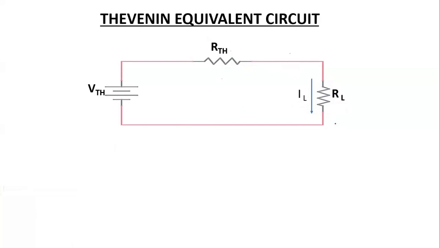We just simply use Ohm's law. At terminals A, B, it is where we connect back the RL. And IL is simply equal, by Ohm's law, to VTH divided by RTH plus RL. So if we change the value of the RL, we can easily determine the IL by using Ohm's law.